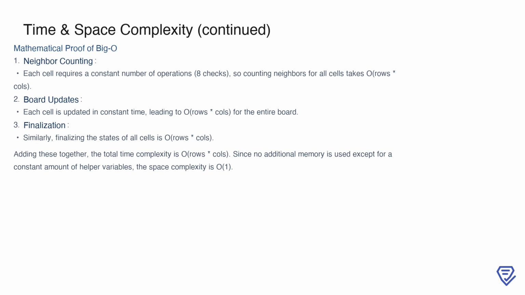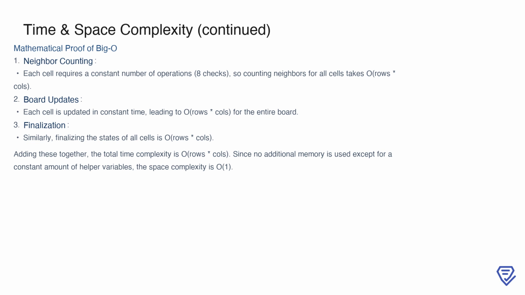First, neighbor counting involves checking up to 8 neighbors for each cell, which is a constant time operation. Since this is done for rows*cols cells, it results in O(rows*cols) time. Next, updating the board involves iterating through the same rows*cols cells, with each update performed in constant time, leading to another O(rows*cols). Finally, a second pass is made to finalize the states of all cells, which also takes O(rows*cols). Adding these together, the total time complexity remains O(rows*cols).